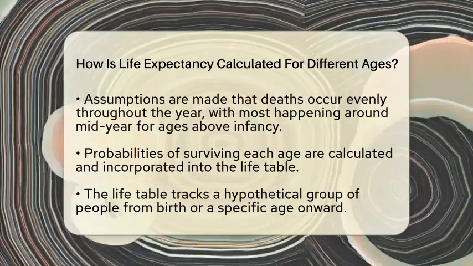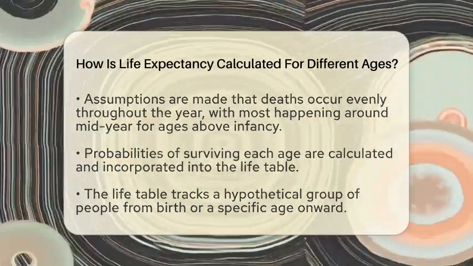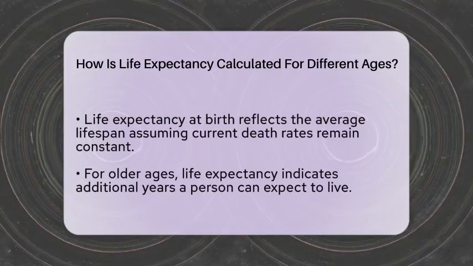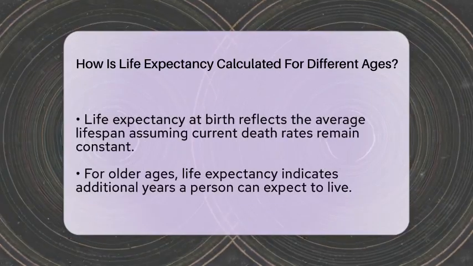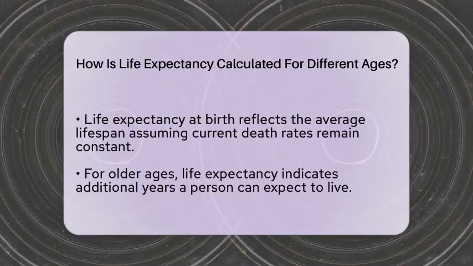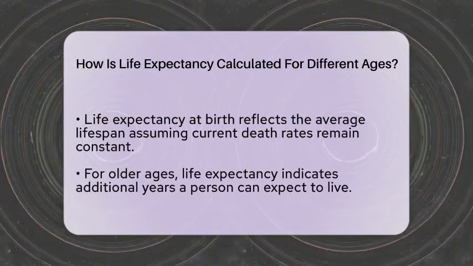From this, they can figure out the average number of years a person of a certain age can expect to live. Life expectancy at birth shows the average lifespan if current death rates stay the same. For older ages, it tells us how many more years a person of that age can expect to live.